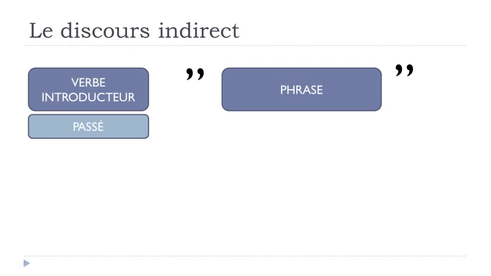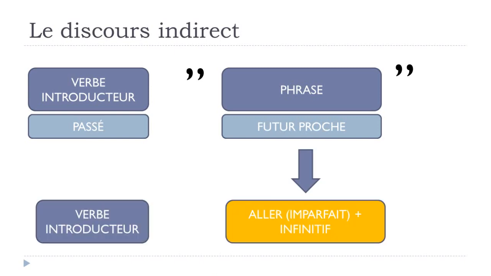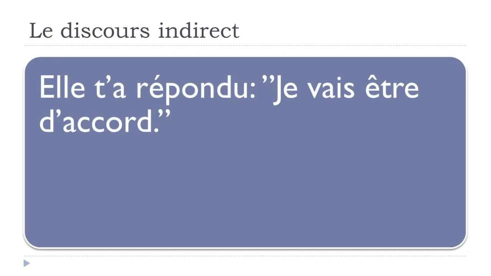So now, if we've got the futur proche in the second part, this futur proche will become aller, and it should be at the imparfait form plus l'infinitif. And so, elle t'a répondu, je vais être d'accord. So keep in mind that when we talk about this futur proche, well, it's aller anyway, but in that case it's at the present form. Je vais, I am going to be, okay, je vais être, we want to make the liaison, je vais être, so I am going to be, and in that case, well, as I said, you know, it's the present form.